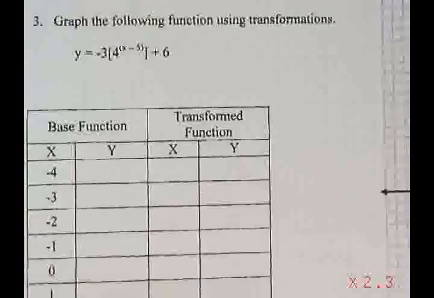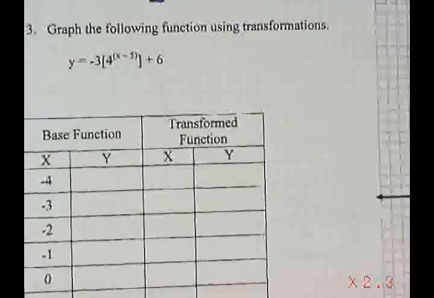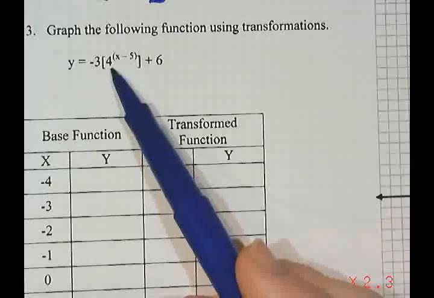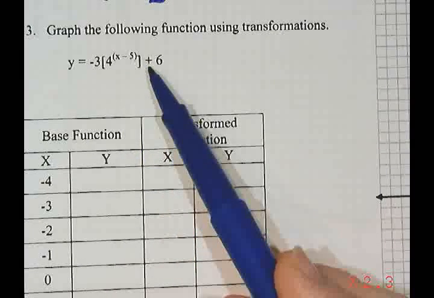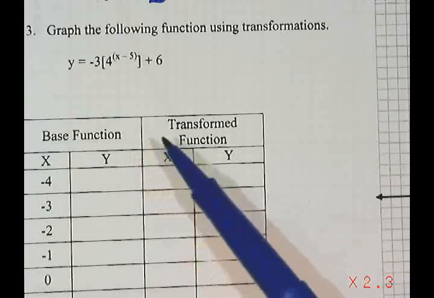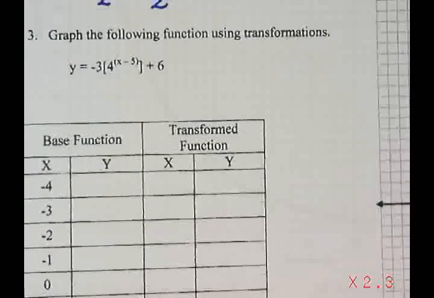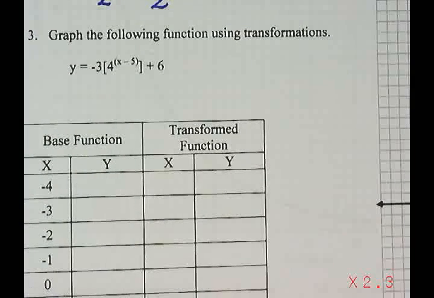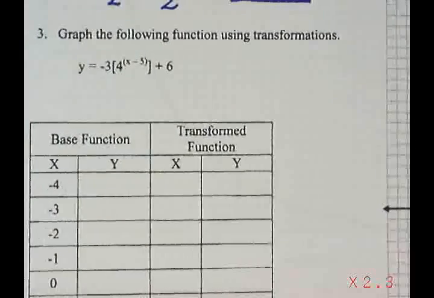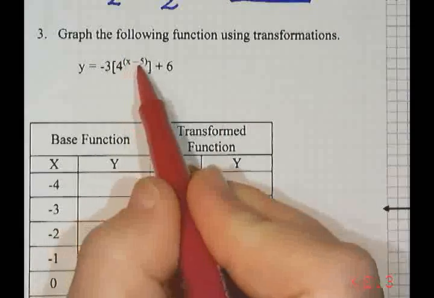All right. Question number 3 says graph the following function using transformations. So I have y equals -3 times 4 to the power of x minus 5 plus 6. And you'll notice that the table has a place for the base function and a place for the transformed function. The first thing you want to do when you're making a graph is figure out what your base function is. You can identify the base function because it's the one that has the exponent on it. So my exponent is here, it's the x minus 5.